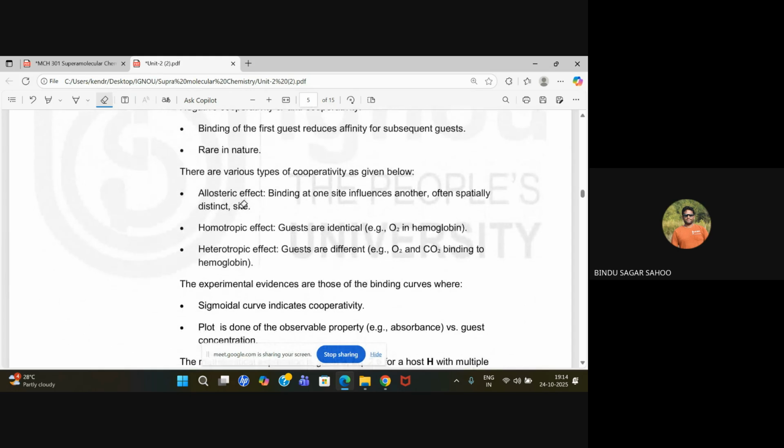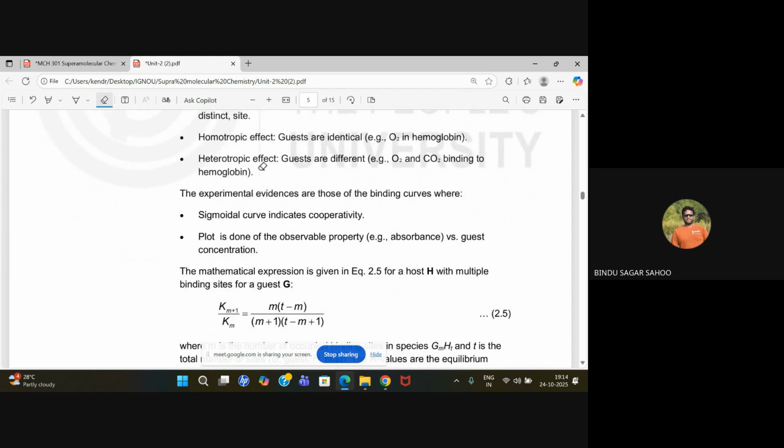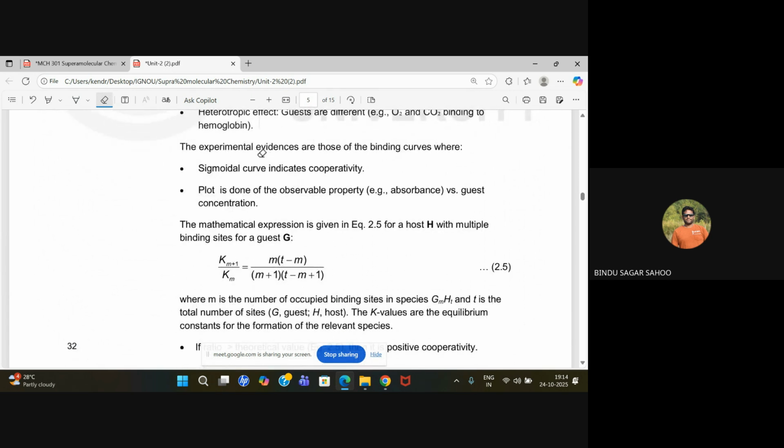Next we'll discuss homotropic and heterotropic. In homotropic, the guest molecules are identical, and in heterotropic, the guest molecules are different. Just like in our blood, hemoglobin can attach to oxygen, and it can also attach to carbon dioxide gas. A sigmoidal curve forms by the interaction of oxygen with hemoglobin or myoglobin.